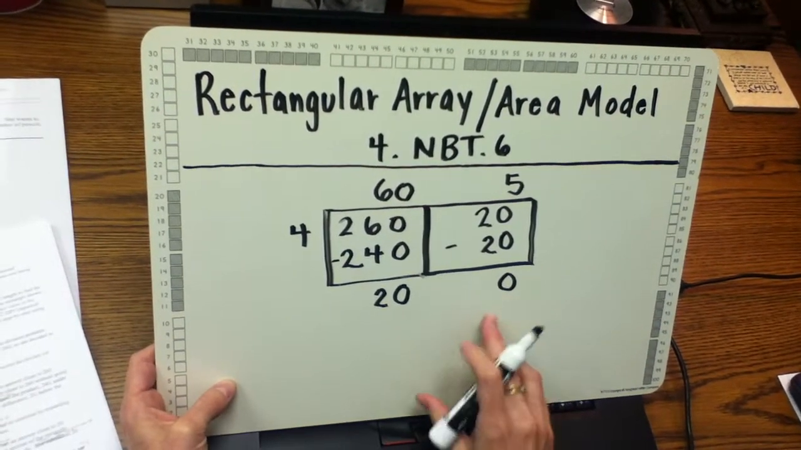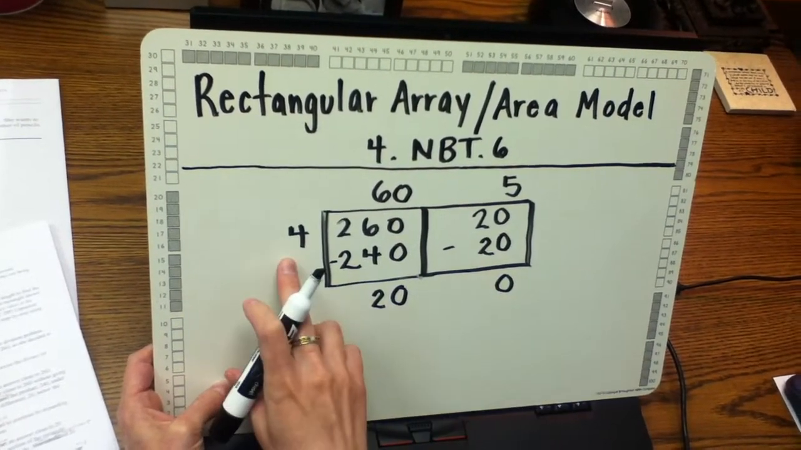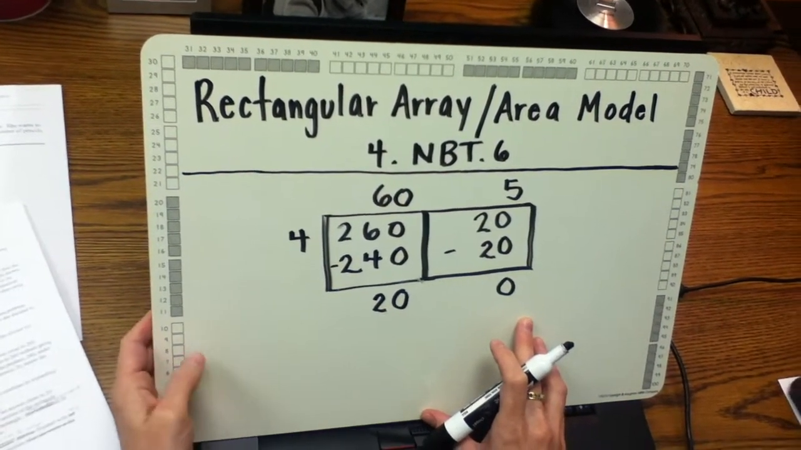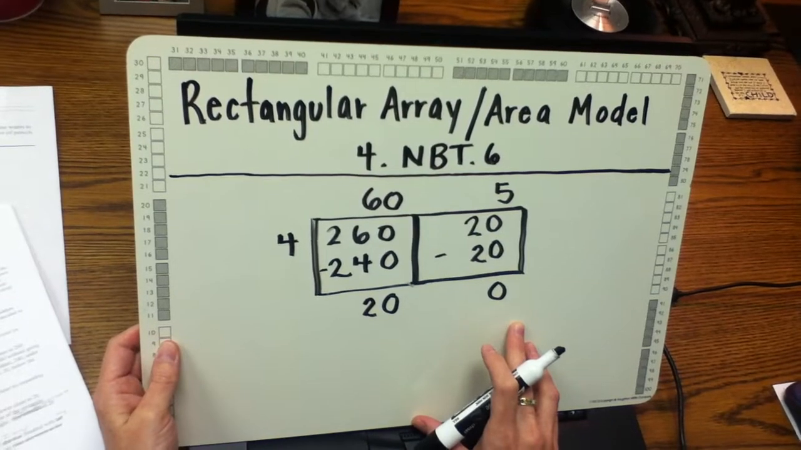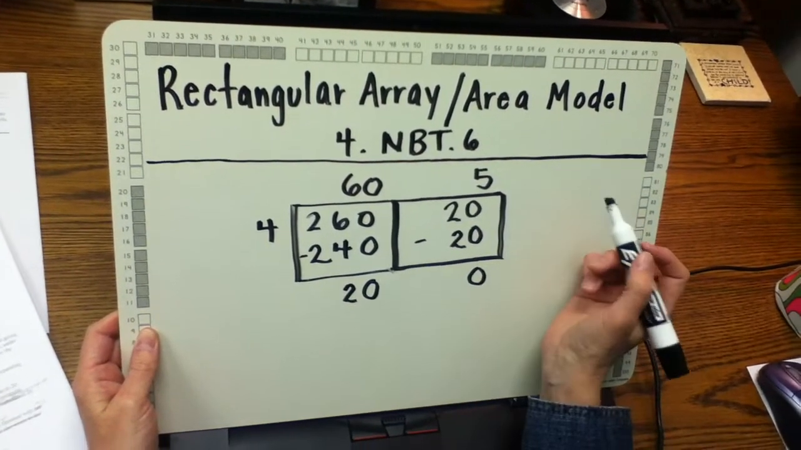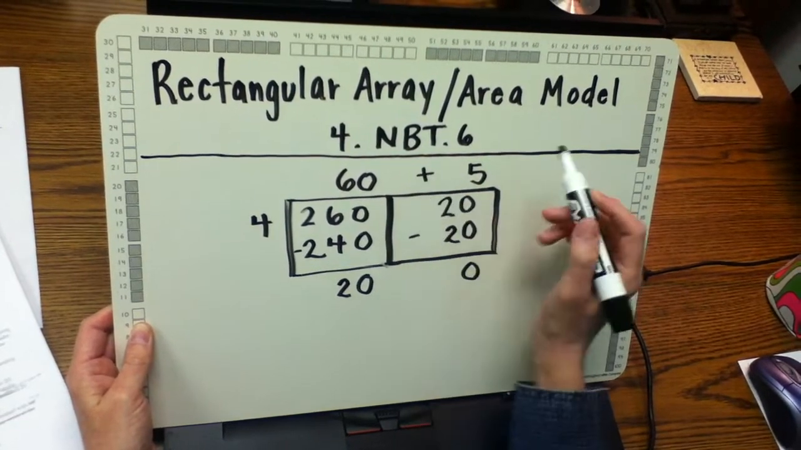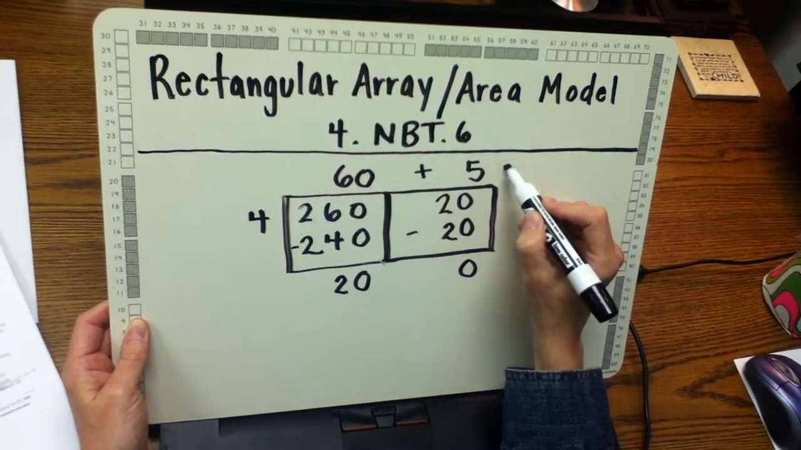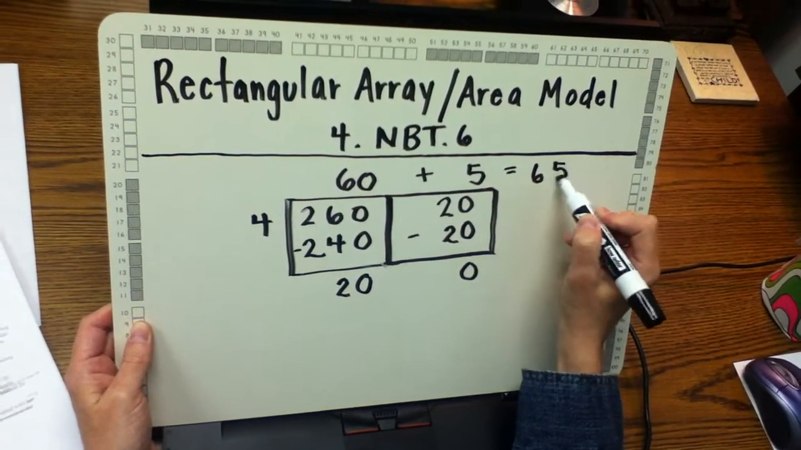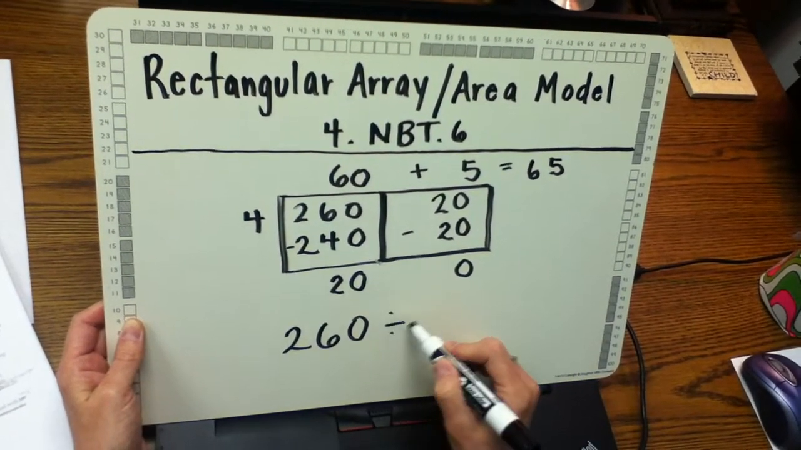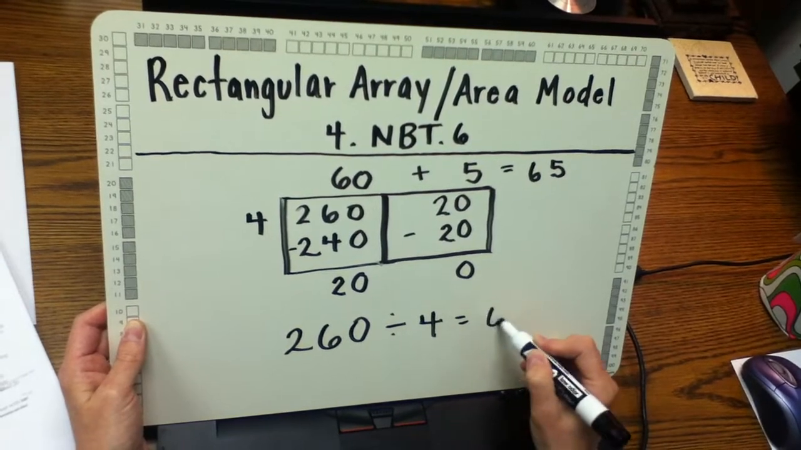So since the difference in the last rectangle is 0, it's less than my divisor, I know that I'm finished with my work inside the rectangle. So then I need to find my total quotient because I just have 2 partial quotients here. So I'm going to add those together, and I know that 60 plus 5 is 65. So my answer to the problem, 260 divided by 4, is 65.